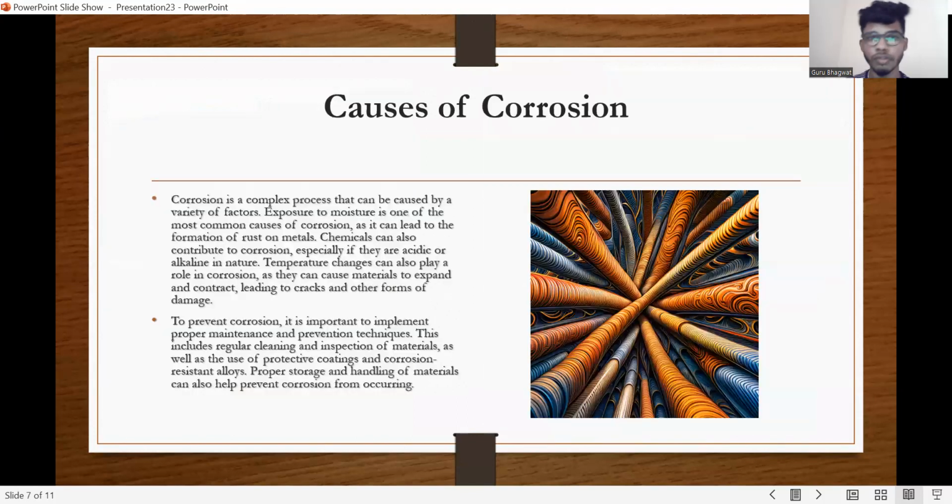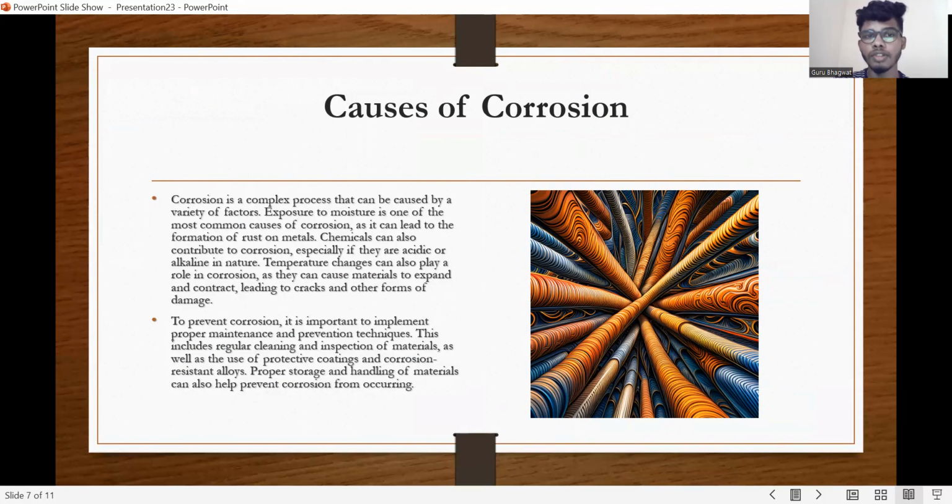Let's move on to the causes of corrosion. Corrosion is a complex process that can be caused by a variety of factors. Exposure to moisture is one of the most common causes of corrosion, as it can lead to the formation of rust on metals. Chemicals can also contribute to corrosion, especially if they are acidic or alkaline in nature.